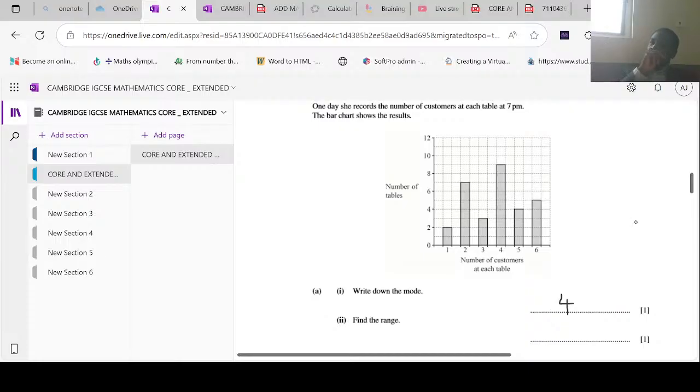So we can't say the range is the highest number of customers minus the lowest number of customers. Do you get it now? We have to actually look at the highest value. The highest value there is 9, isn't it? Which corresponds to the one that has the highest mode, right? Then the lowest value is what? 2. So the range is going to be 9 minus 2, which is 7.